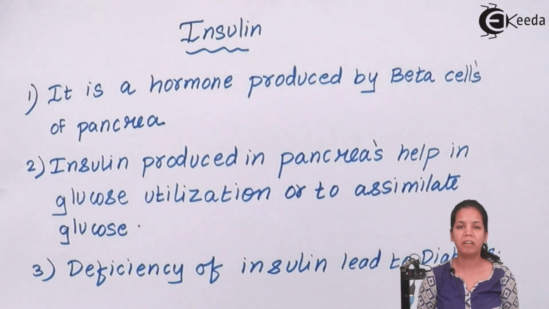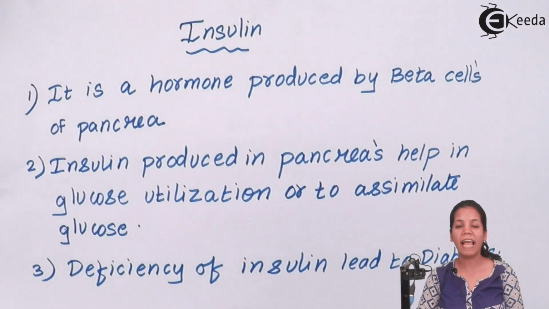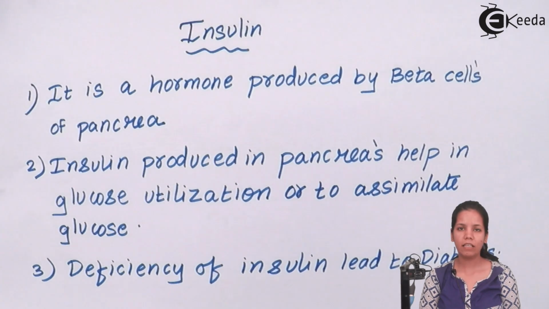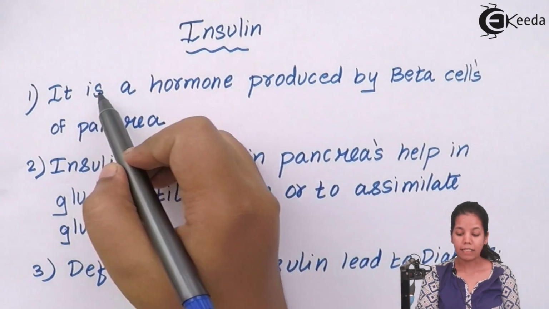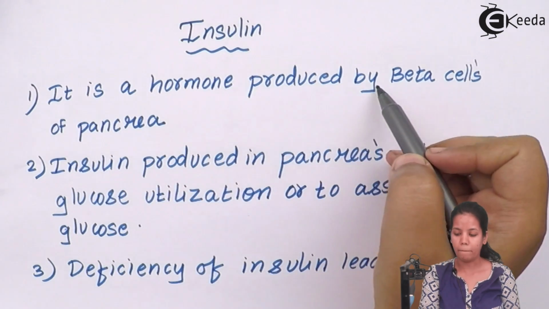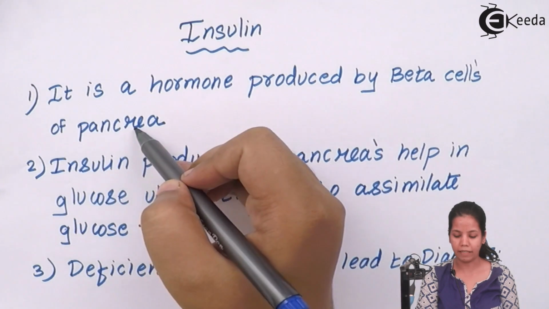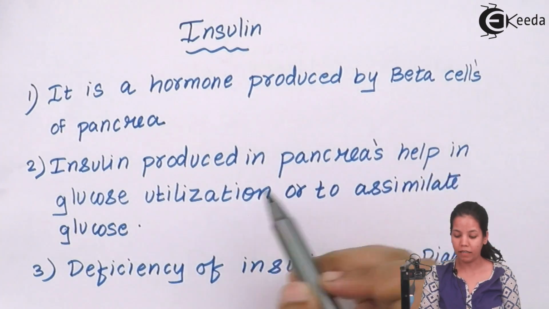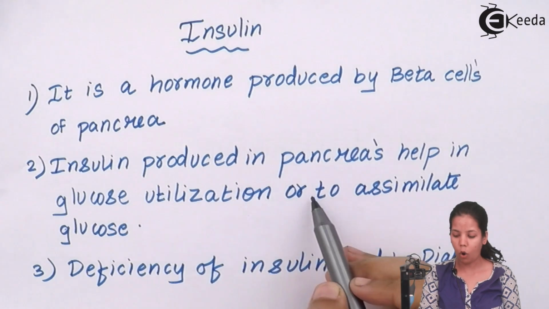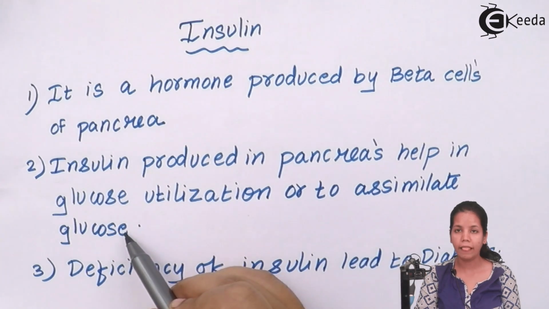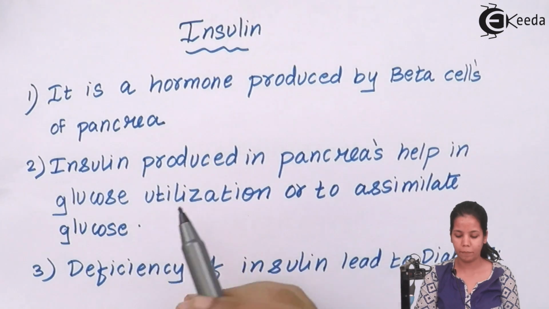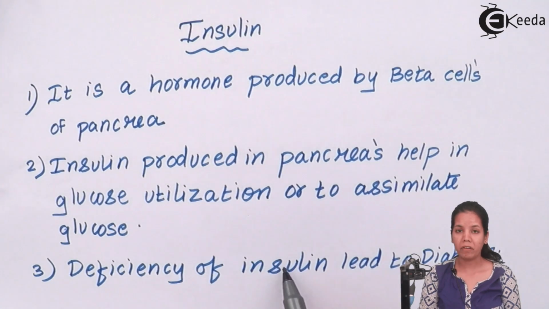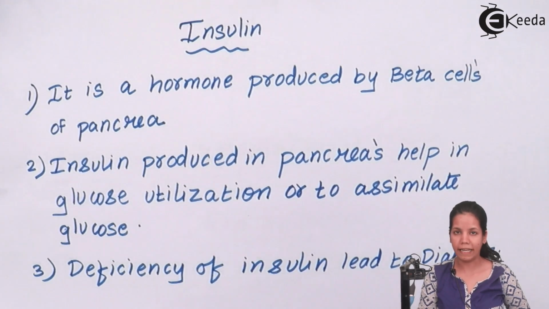Hello students, we were doing chapter Genetic Engineering and Genomics. In that, we are doing insulin. Let us see the functions of insulin. Insulin is a hormone produced by beta cells of the pancreas. Insulin produced in the pancreas helps in glucose utilization, or to assimilate glucose, that is, to break down glucose. Deficiency of insulin leads to diabetes.